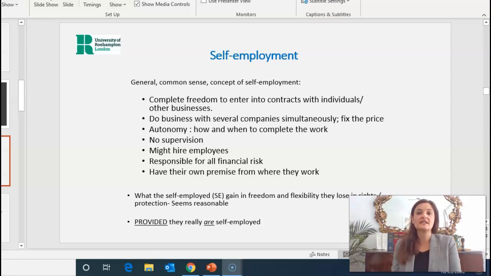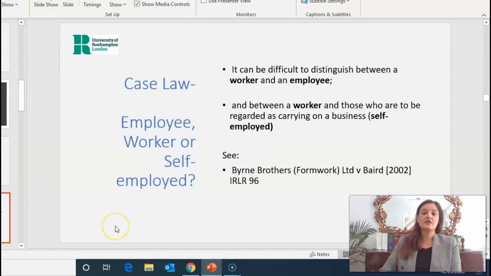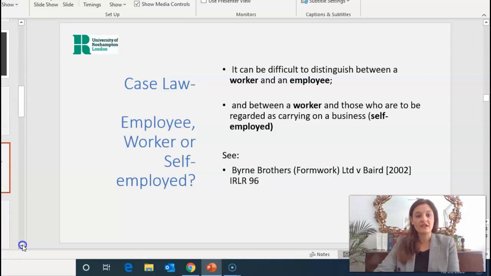But the difficulty is that as the casual economy has grown, the gig economy, and we have the likes of Amazon, Deliveroo, and others, there's a very blurred line between those who are in genuine self-employment and those who are workers. And that's what we will look at in further detail now. So it's that blur between the two that makes it often difficult to distinguish between who's an employee and who's a worker. And there's some case law on it, quite old, but worth having a look at. It will certainly be in your textbook.